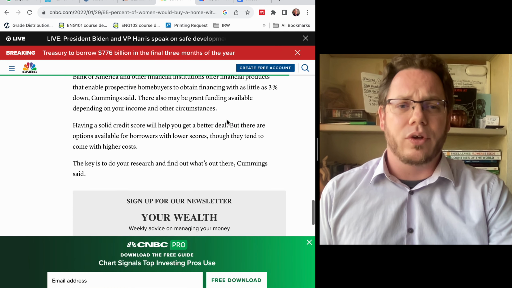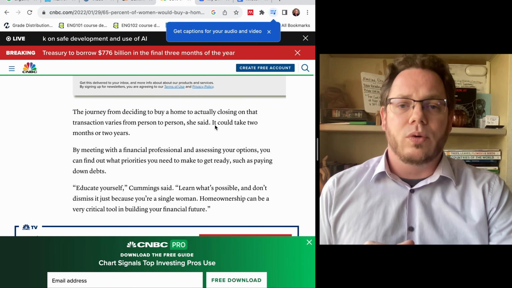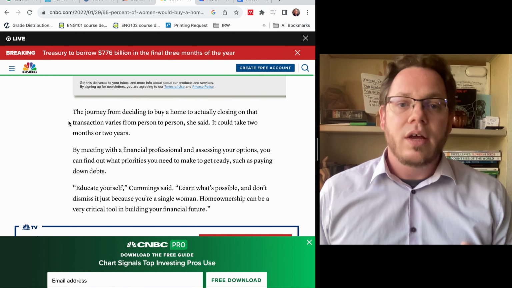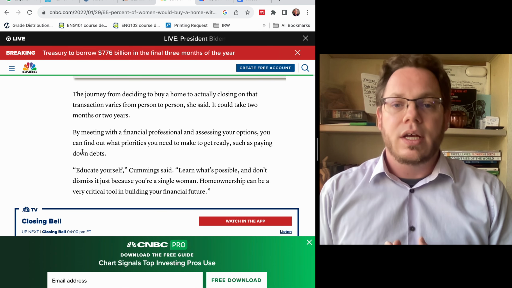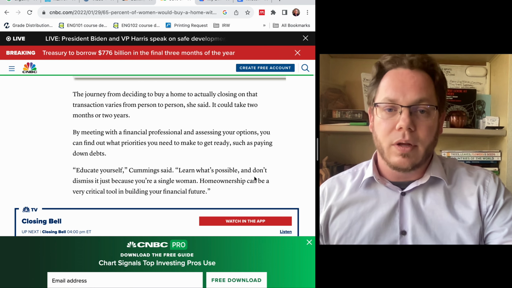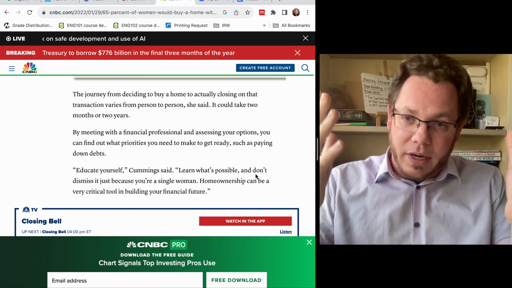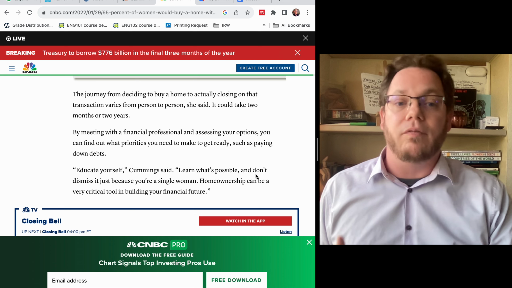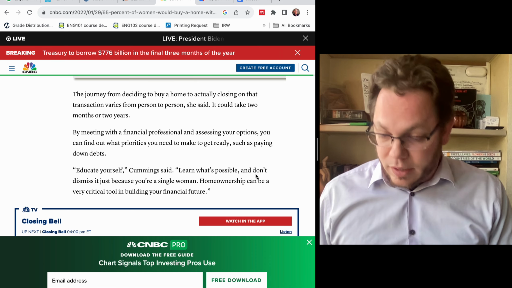So we could go through this. I'm going to scroll down to the very bottom of the article, which I think is right here. While they say the journey from deciding to buy a home to actually closing varies from person to person, it could take a while. They kind of end with this culminating thing of: educate yourself, decide whether this is what's best for you, learn what's possible, and don't make assumptions because of your demographic that this would be something that's off limits, or something that you should lean into. Check your financial situation and think carefully.